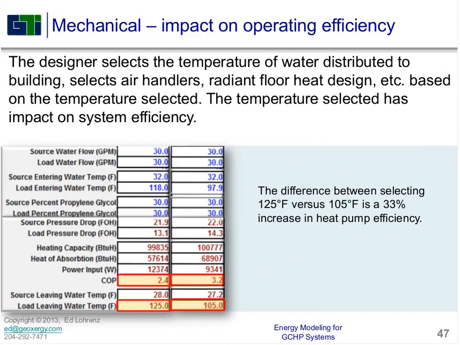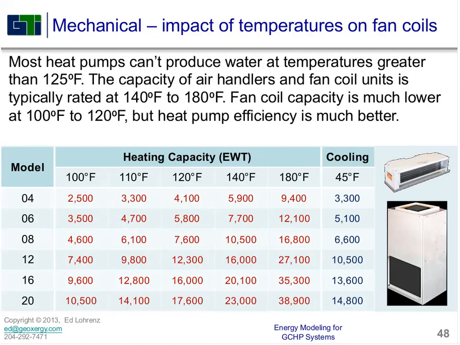COP, again, right from looking at the manufacturer's specification, COP of 3.2 versus 2.4. That's a fairly big deal, simply by changing the temperature that you're designing a system to operate at. You do have to consider the distribution system. If you're looking at supplying 120 degrees, you can look at a smaller fan coil unit than if you were supplying, let's say, 100-degree water.